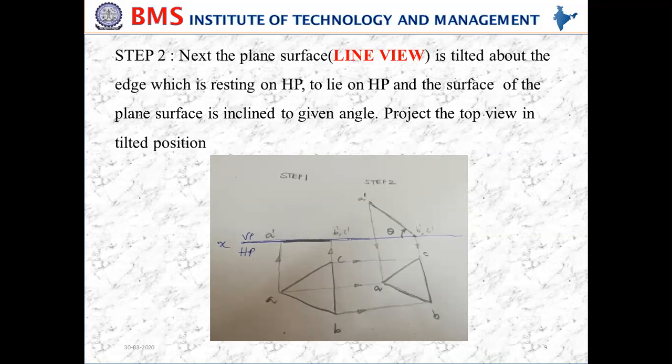If the resting condition is on HP, keep the lamina parallel to HP. If the lamina is inclined to HP, keep the lamina parallel to HP. If it is inclined to both, then the resting conditions will be considered. Based on that, we keep the lamina parallel to any one of the planes. Here, as it is resting on an edge, we take the lamina parallel to HP. First step and second step, any doubts?